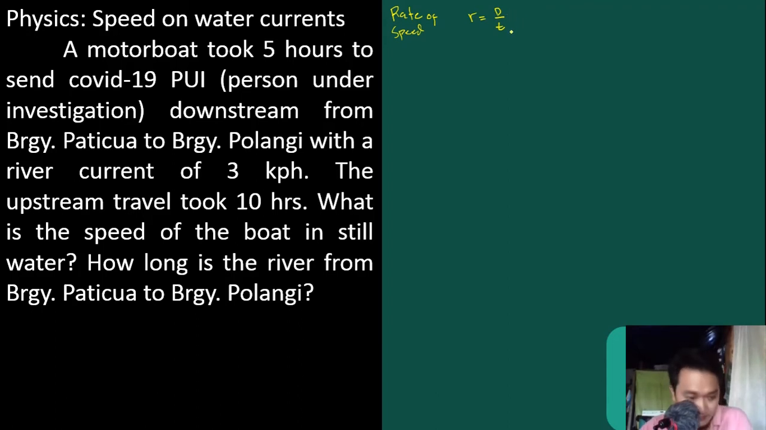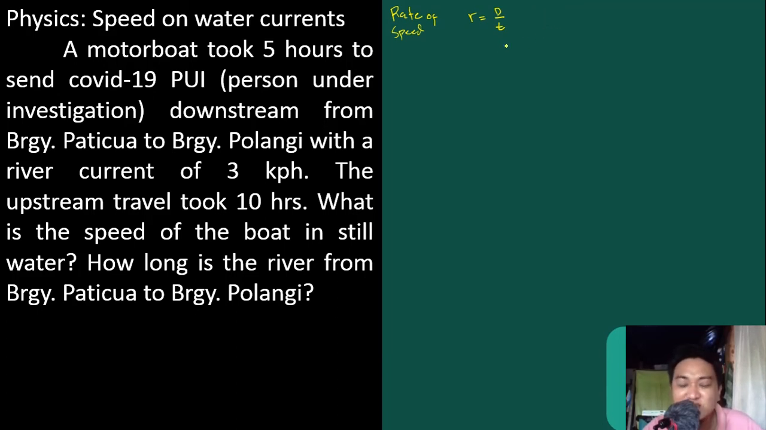So, let's say, naglakad ka from your home to school, tapos yung bahay mo is 3 kilometers away from the school, tapos it took you, let's say, 1 hour to travel that. So, ang rate mo is distance 3 over kung ilang oras ka naglakad. Kung isang oras ka naglakad, so that is over 1, or that is 3 kilometers per hour. Ayan, or 3 kph.